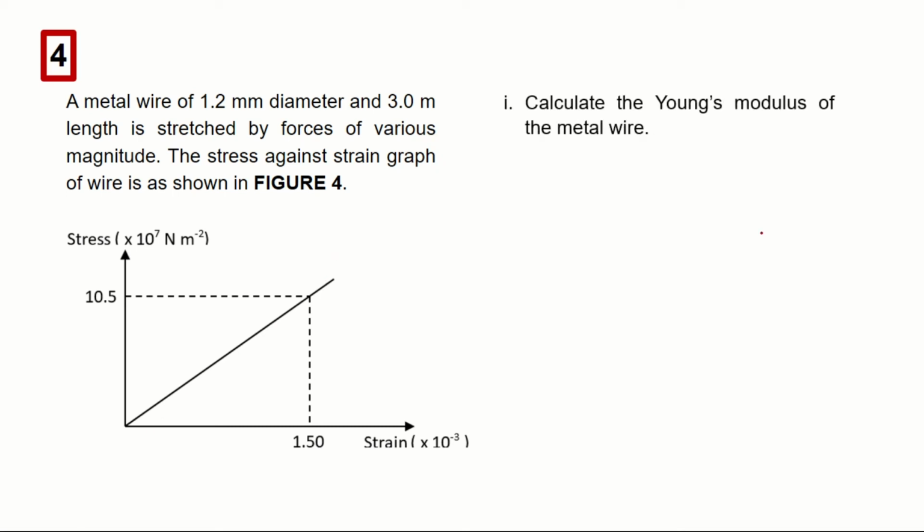Part 1: calculate the Young modulus of the metal wire. We know the equation for Young modulus equals stress per strain. The y-axis is stress and the x-axis is strain, so you can calculate Young modulus from the gradient of this graph. To determine the gradient, y-axis divided by x-axis: 10.5 times 10 to the power of 7 Newton per meter squared minus 0, divided by 1.50 times 10 to the power of negative 3 minus 0. So you get Y equals 7 times 10 to the power of 10 Newton per meter squared.